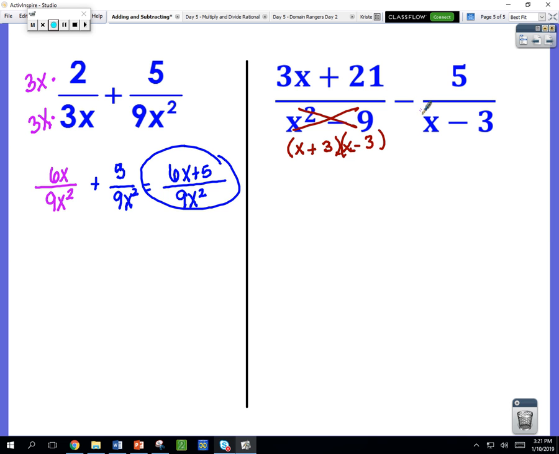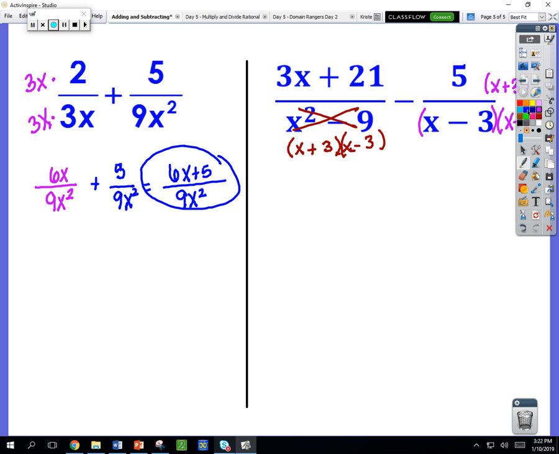So for this one, it's already got an x minus 3, so I'm going to multiply the top and the bottom by x plus 3. And that will take care of what's missing. And you can leave it broken down here because you're going to just have to break it down again when you simplify anyway. So now that I do that, this first term already had everything it needed. So I'm going to write it as 3x plus 21 over the factored x plus 3, x minus 3. So I haven't really changed anything. All I did was factor the bottom.